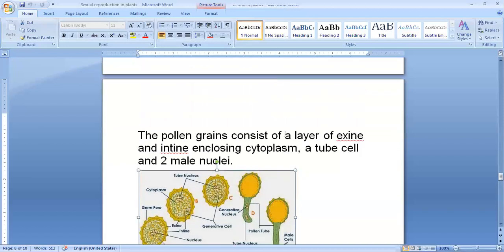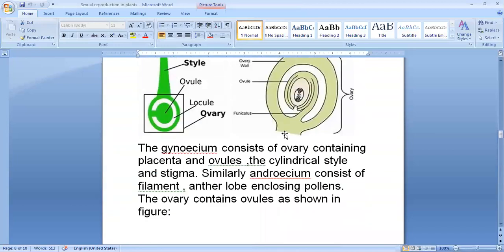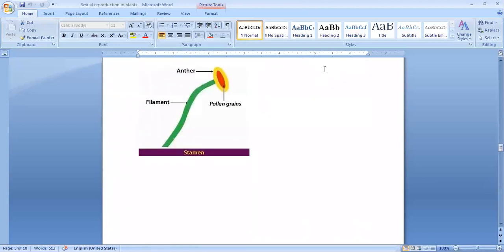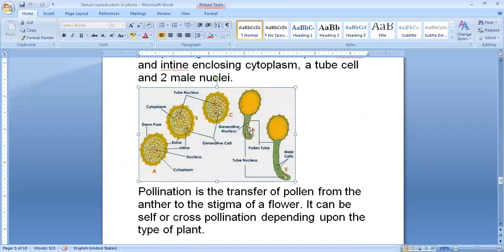As the pollen grain comes towards the stigma, this is the stigma, the pollen grain forms a long tube-like structure. You can see a long tube-like structure is formed over here. This tube-like structure is called the pollen tube. As the pollen tube grows, the tube nucleus starts degenerating because the pollen tube takes all its nutrition, and only two male nuclei remain.